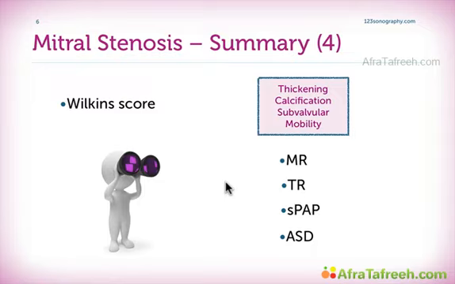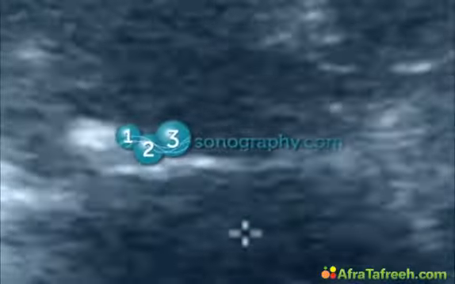To determine if a patient is a candidate for a valvulopathy, you use the so-called Wilkins score, which takes into account the thickening of the valve, its calcification, subvalvular involvement, and the mobility of the anterior leaflet. Things to look out for after the procedure are mitral regurgitation, TR, systolic pulmonary artery pressure, and iatrogenic atrial septal defects.